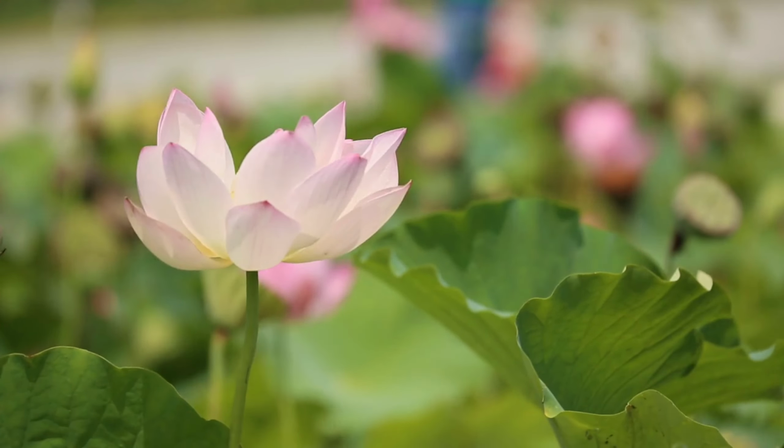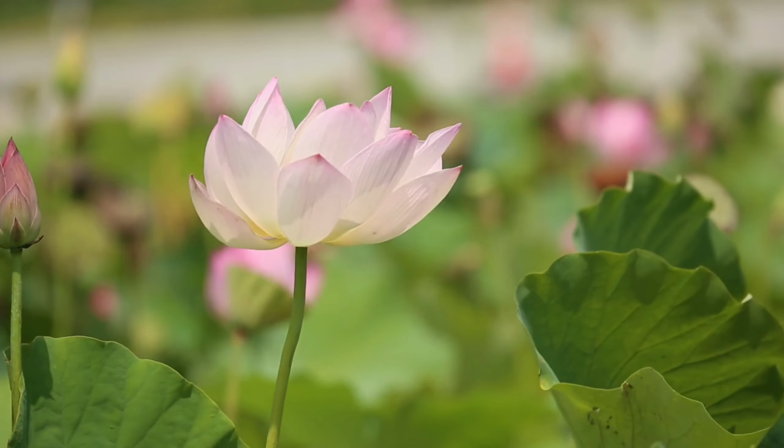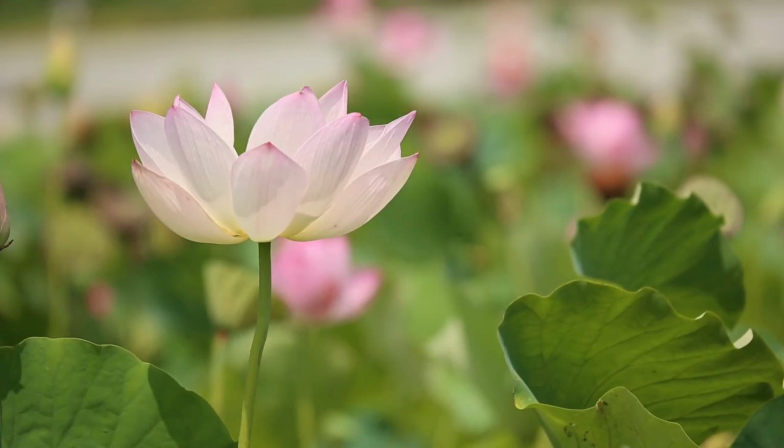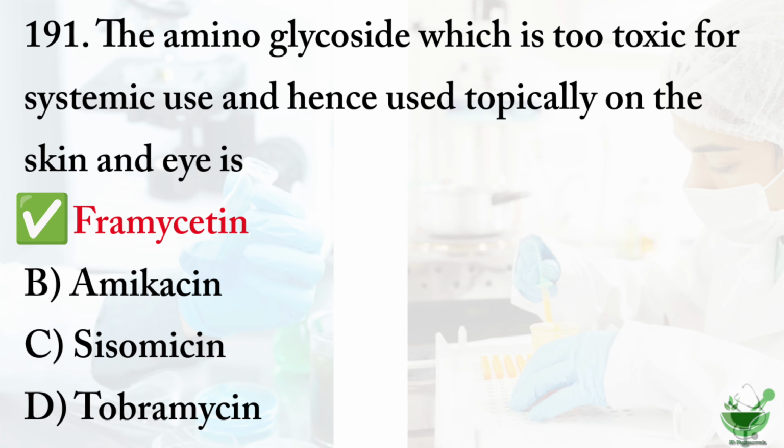In this video, let's continue the drug inspector test series from question number 191. The aminoglycoside which is too toxic for systemic use and hence used topically on the skin and eyes. The options are option A, pharmaceutin, option B, amikacin, option C, sizomycin, option D, tobramycin. So the right option is option A, pharmaceutin.